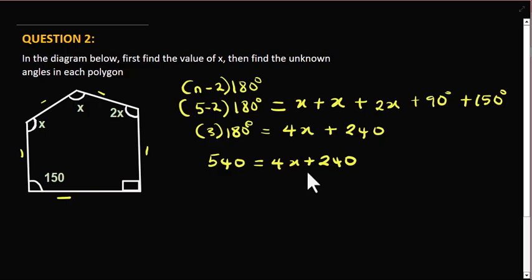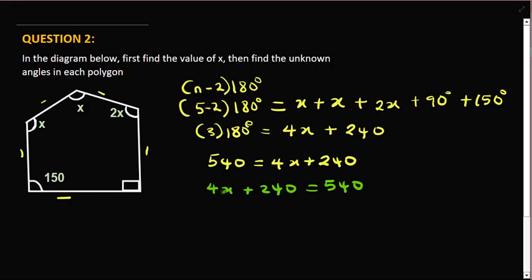At this very point, what do we do? We can collect like terms so that we have 4x standing alone. Mind you, even if 4x happens to be on the other side of the equation, it is not wrong. For instance, if we have 4x plus 240 equal to 540, it's exactly the same thing. Whatever your variable is, whether on the left or right hand side, it's correct as long as you're doing the right thing.